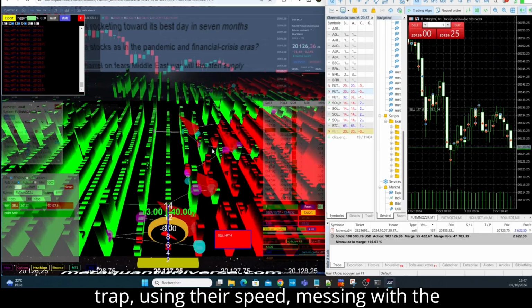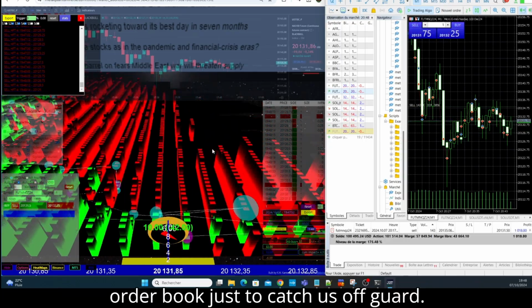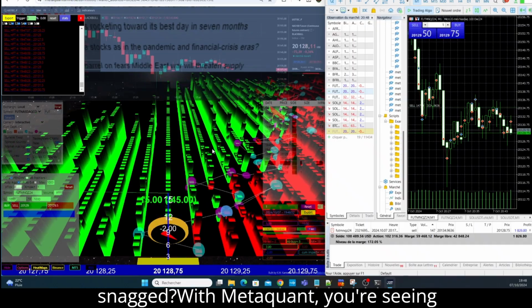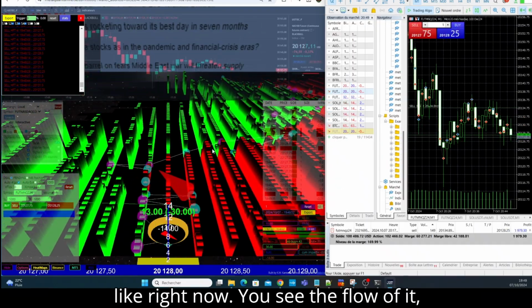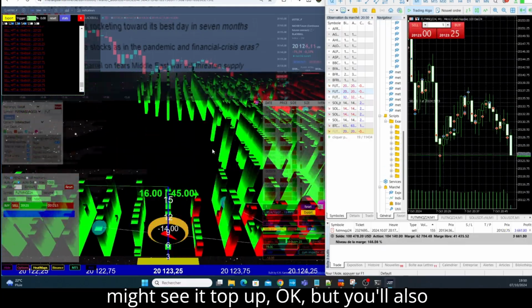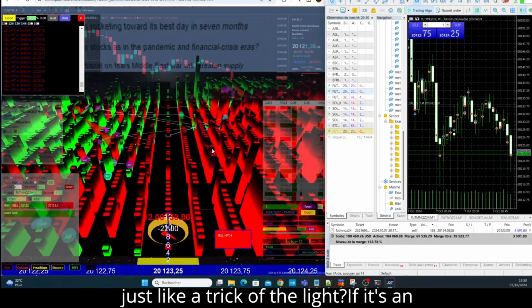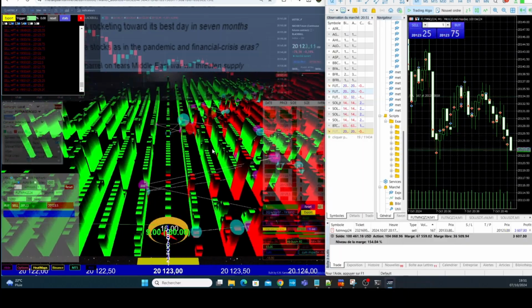Like they're setting a bear trap, using their speed, messing with the order book just to catch us off guard. How does MetaQuant help me not get snagged? With MetaQuant, you're seeing more than just what the order book looks like right now. You see the flow of it. So that massive order, you might see it top up. But you'll also see, is it real buying or just a trick of the light? If it's an algorithm, maybe that big order flickers in and out.